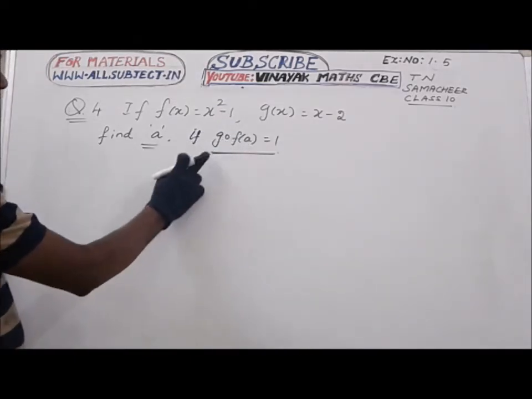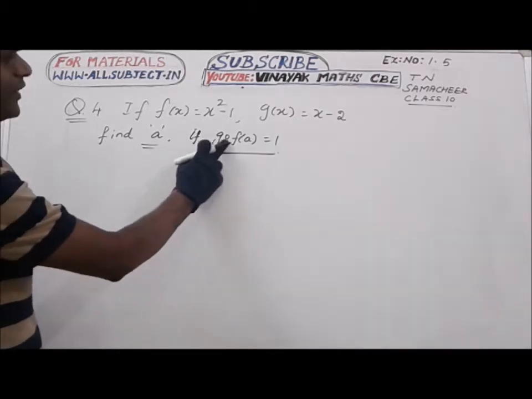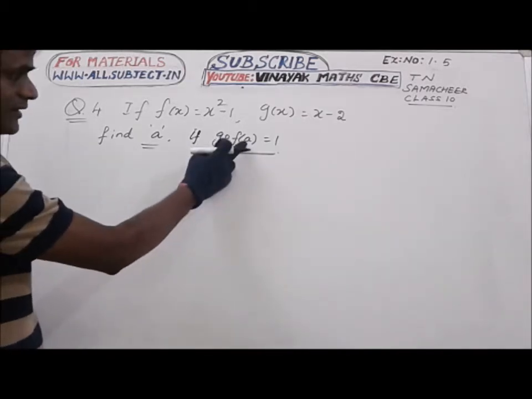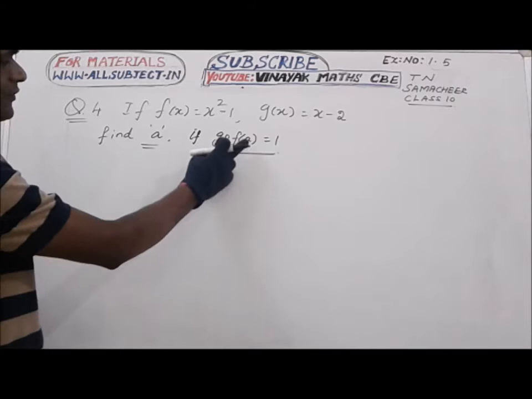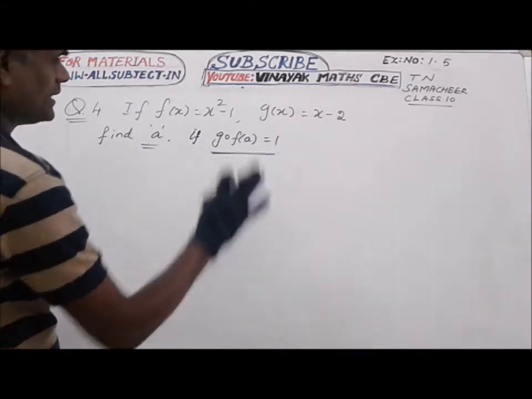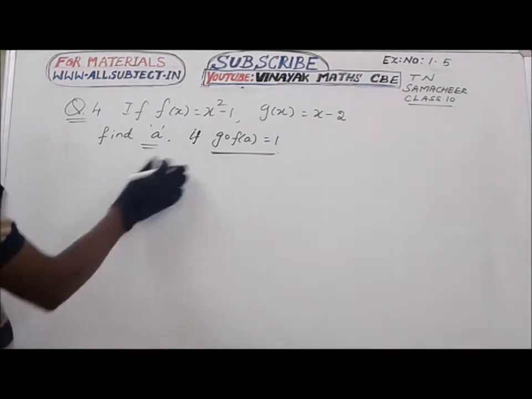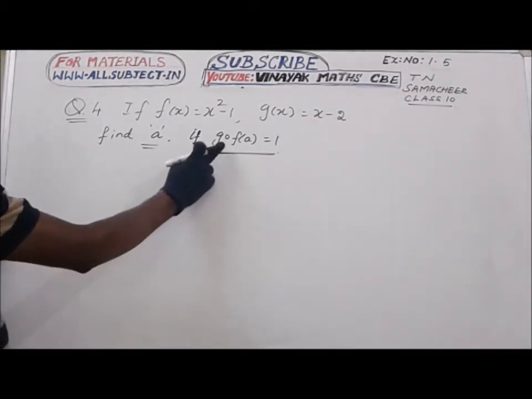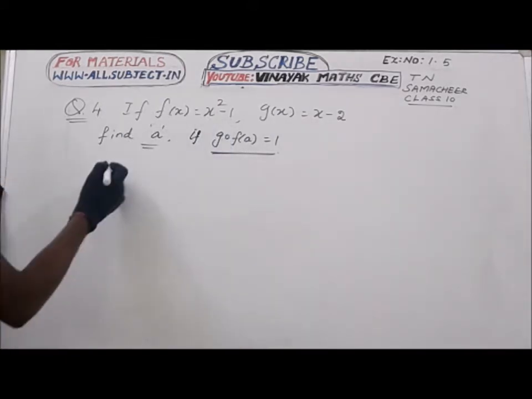For g of f of a, first of all we should find g of f of x. Then instead of x we can substitute a, and we will get g of f of a. And then equating this result to 1, we will get the answer for a. Now first we need to find g of f of x.